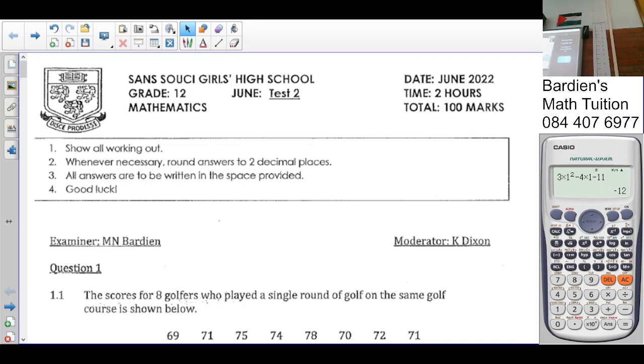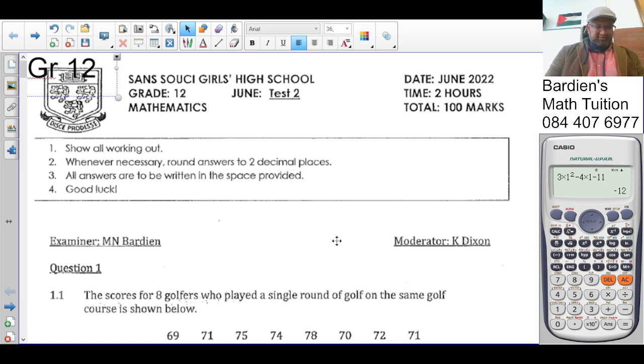Okay, good afternoon class. At this point we're looking at the June test 2, or paper 2, of 2022. Okay, so this is the paper you guys wrote the other day. This is grade 12, paper 2, June 2022.